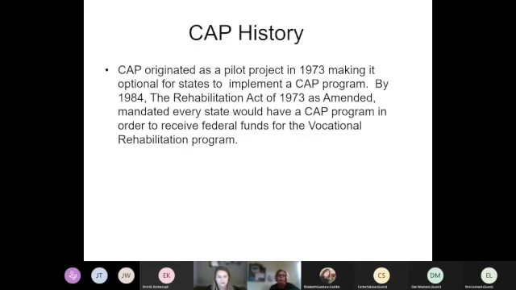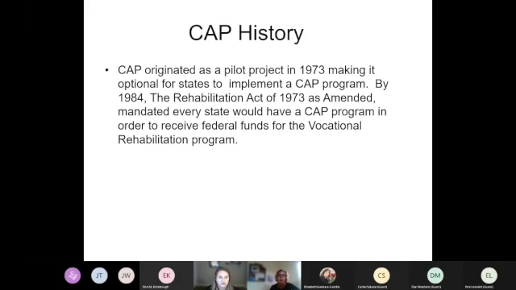So the CAP originated in the early 1970s as a result of an exposé that Geraldo Rivera did when he was exploring Willowbrook School. The CAP started out as a pilot project out of the Rehab Act of 1973, and then it grew and became a mandate in 1984, which meant that VR agencies in each state, if they wanted to pull down their federal funding, because the VR offices are funded by state and federal dollars, if they wanted to be eligible for that RSA grant, they would have to have a CAP in their state.